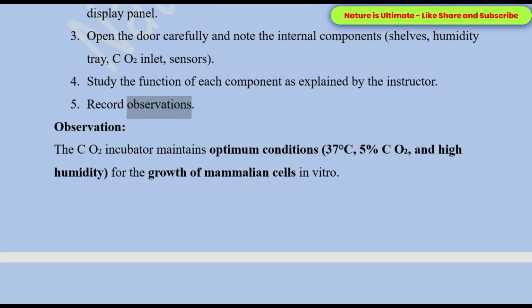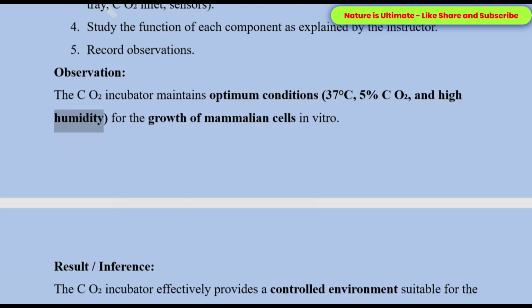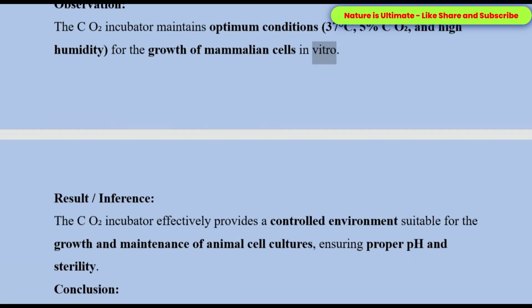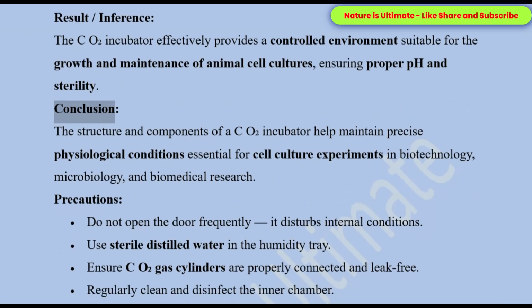Record observations. Observation. The CO₂ incubator maintains optimum conditions, 37 degrees Celsius, 5% CO₂, and high humidity, for the growth of mammalian cells in vitro. Result/inference. The CO₂ incubator effectively provides a controlled environment suitable for the growth and maintenance of animal cell cultures, ensuring proper pH and sterility. Conclusion.